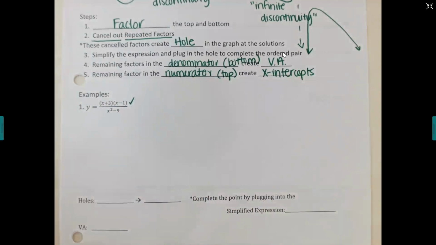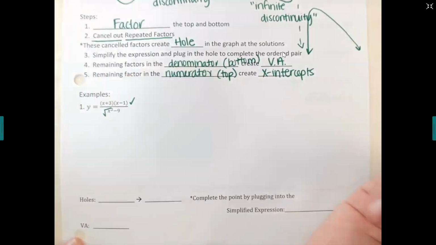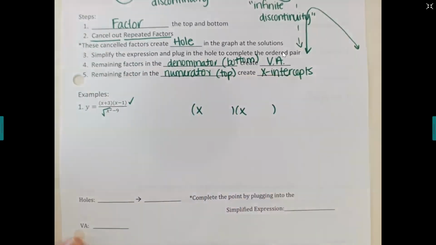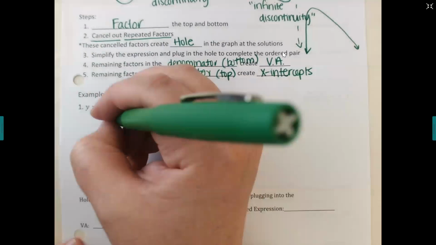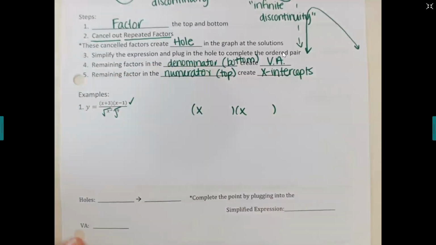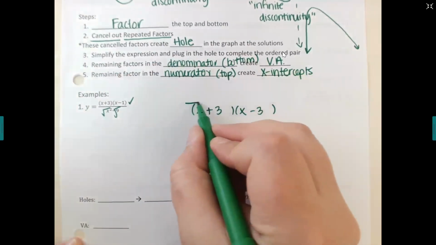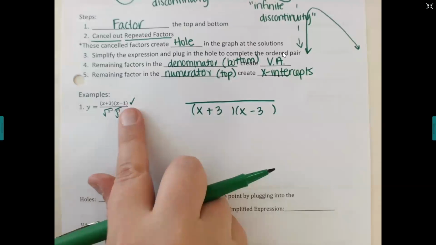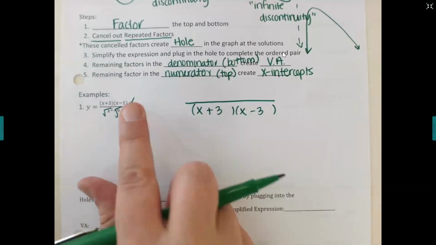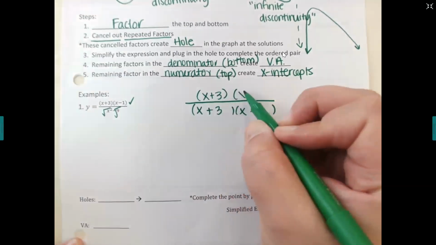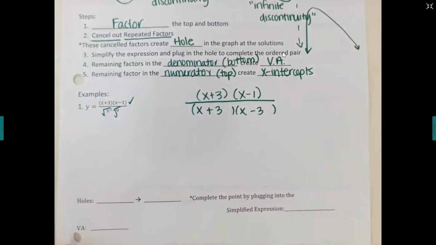Perfect squares. What's the square root of x squared? It's going to go to an x and another x. And then what's the square root of 9? So it'll be one with a plus 3, one with a minus 3. Okay, now remember what I said though, the top is already done, so I don't have to do anything here. I'm just going to leave it the way it's written. So it's an x plus 3 and an x minus 1.